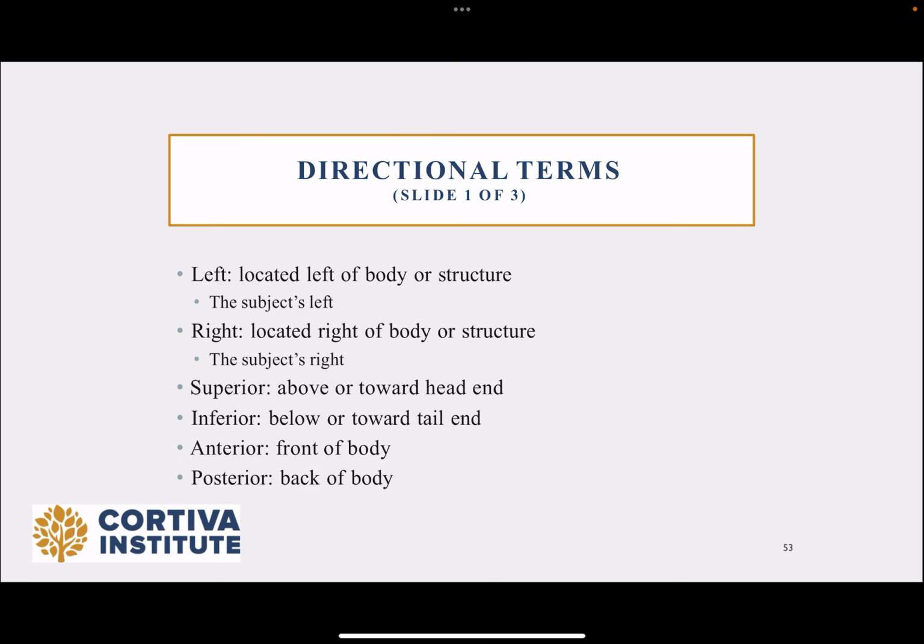Directional terms, right? Left is going to mean left. That's the subject's left. It's located left of the body. Right is going to mean right. It's located on the right side of the body. Superior is above. Inferior is below. Anterior is the front and posterior is the back.